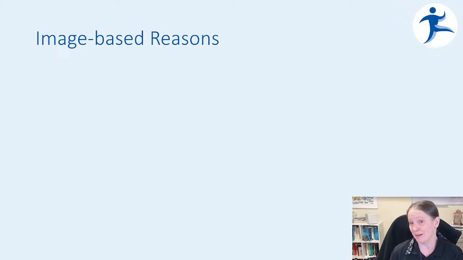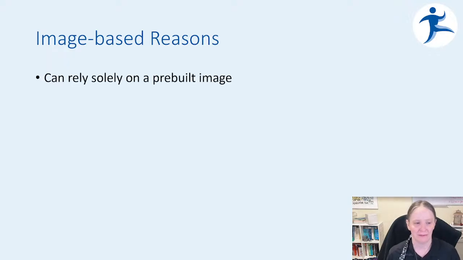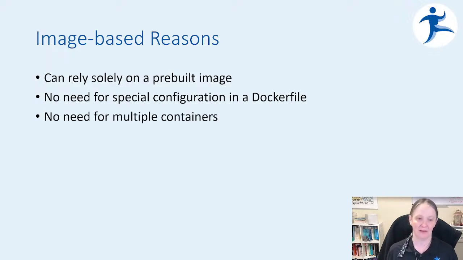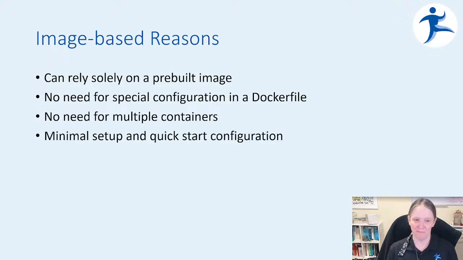Now why would you go with an image-based dev container? Image-based dev containers I love because they're fairly simplistic. Because it's just the devcontainer.json file. You can rely on just a pre-built image. You don't have any special configurations that need to be set in a Dockerfile. You don't have any special permissions that need to be set with the Dockerfile. If you don't have multiple containers, and if you just want a minimal setup and quick start configuration, then this is where the image-based dev containers come into play.